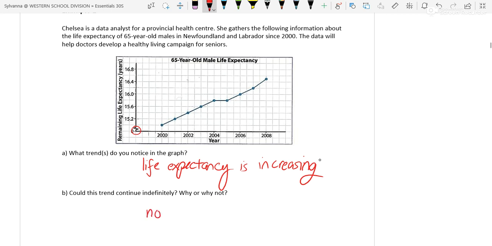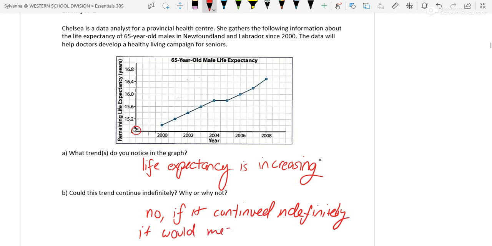So this would be a no, because if we continued indefinitely, it would mean humans would live forever, or can eventually live forever. Maybe it can one day, you'll never know, but as of now, definitely not. Maybe not in our lifetime.